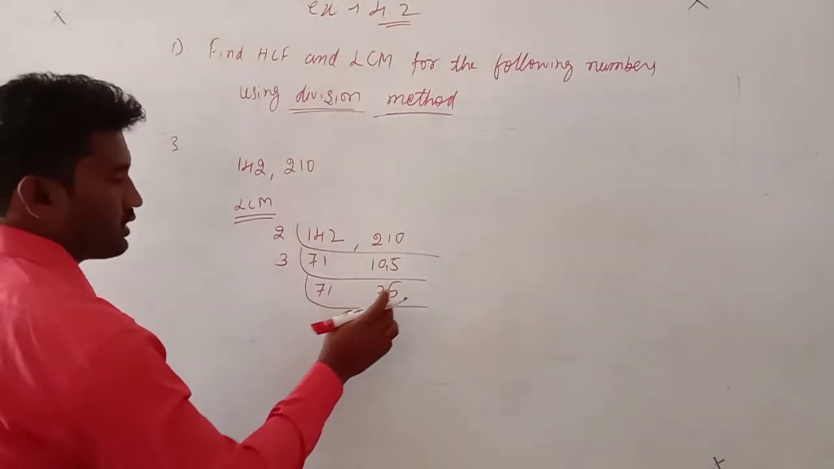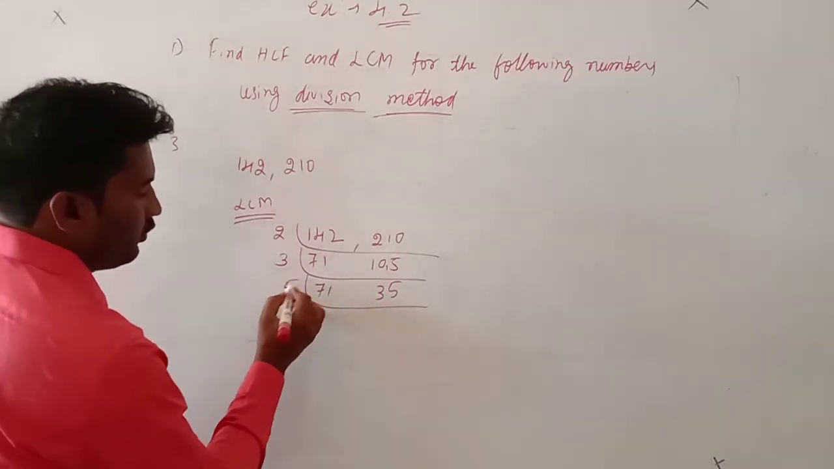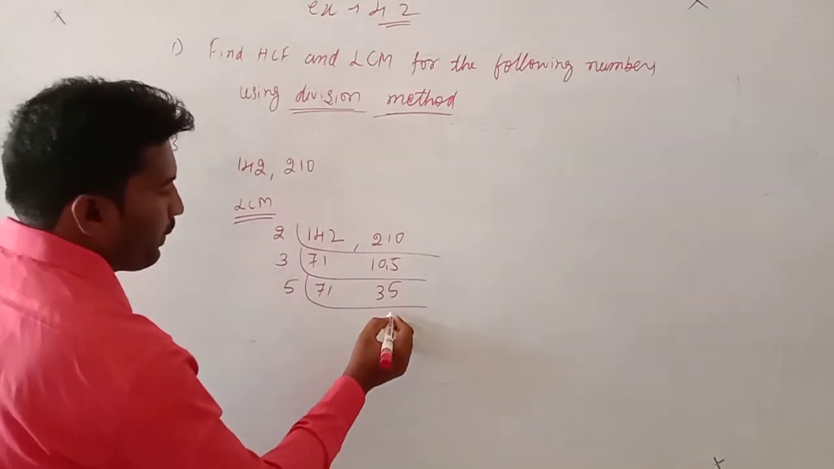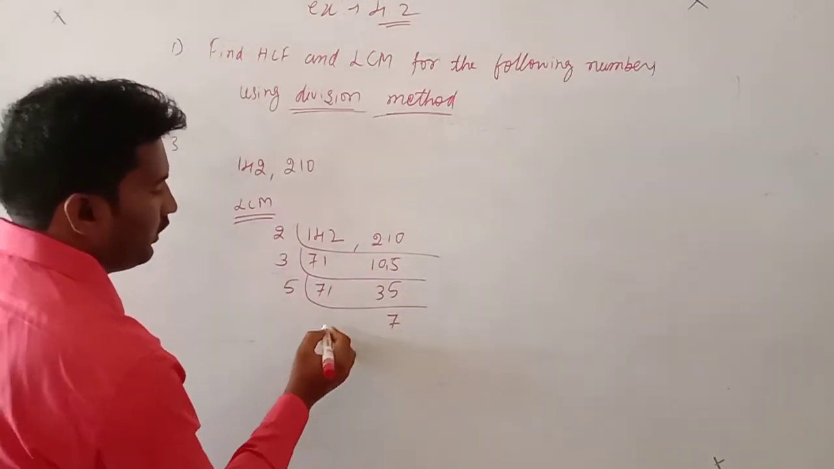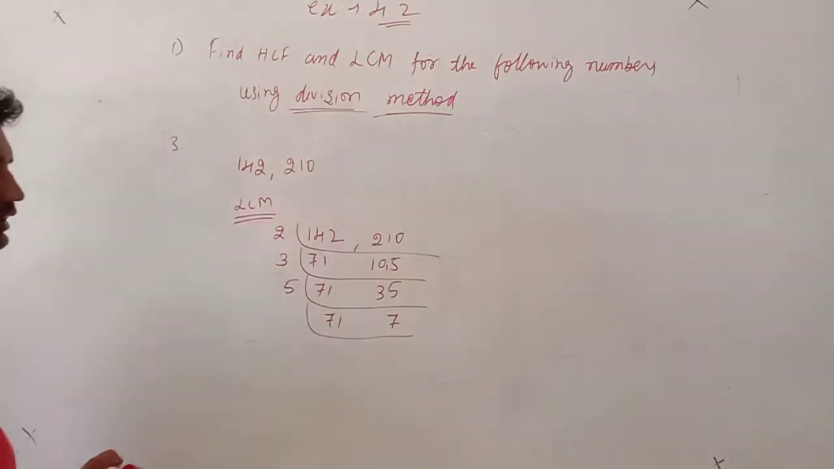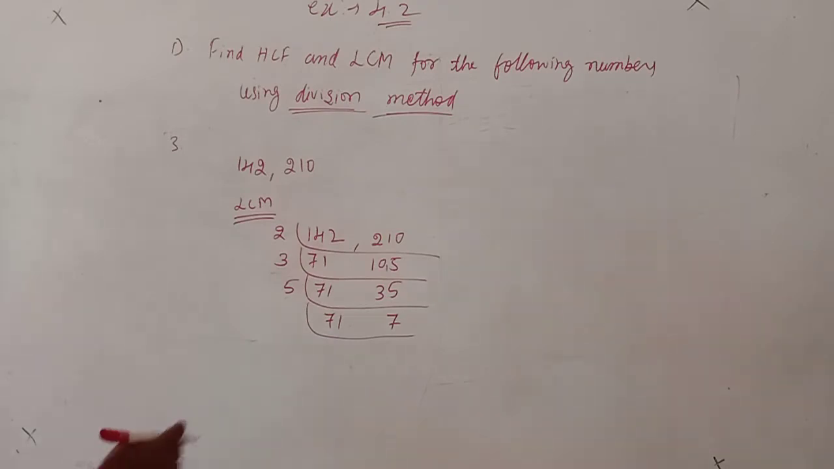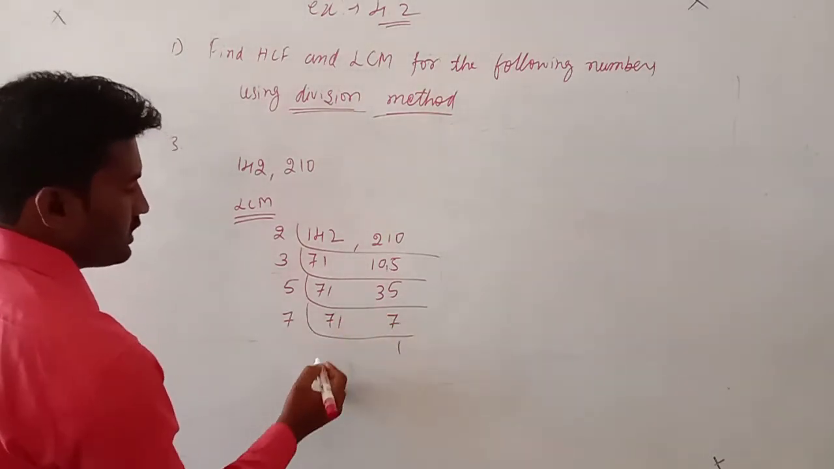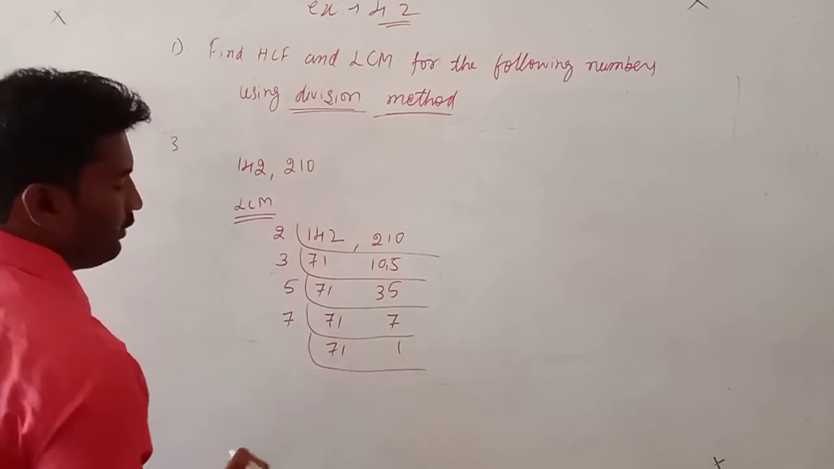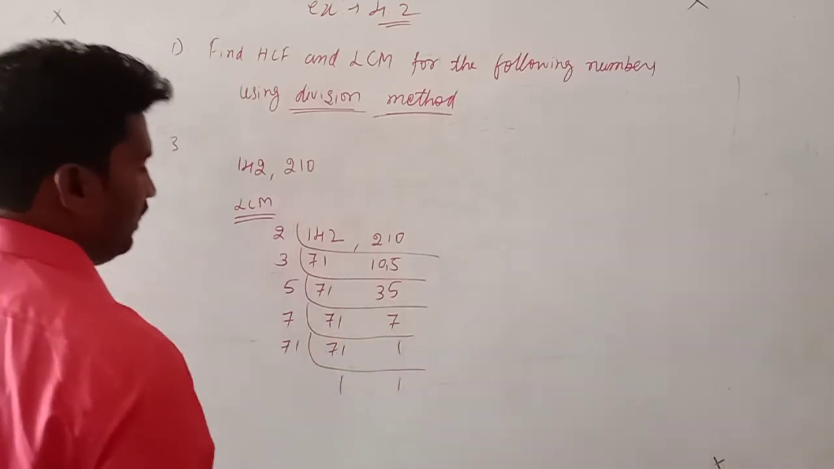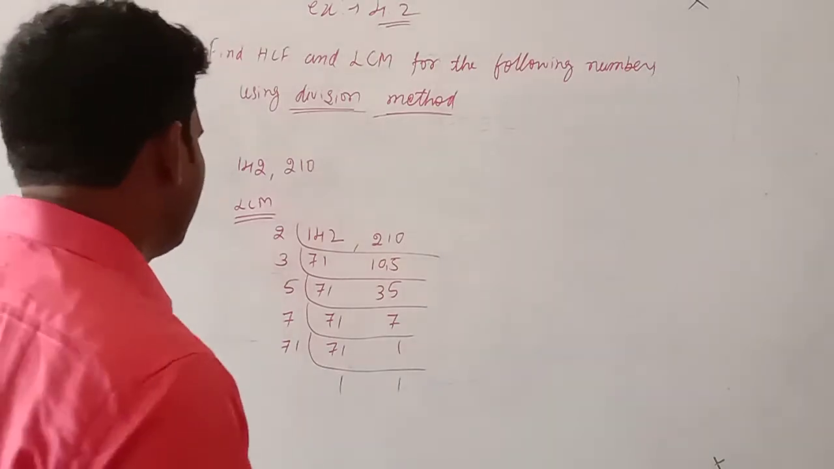So 35. The last digit is 5, so it can be divided by 5. We have to divide 35 by 5: 5 sevens are 35. So 7 is not divisible by any other number. Keeping 71 as it is, we continue. 7 can be divided by 7: 7 ones are 7. 71 keeping as it is, 71 ones are 71. So at the end we get 1 and 1.